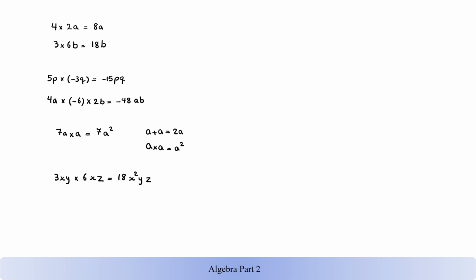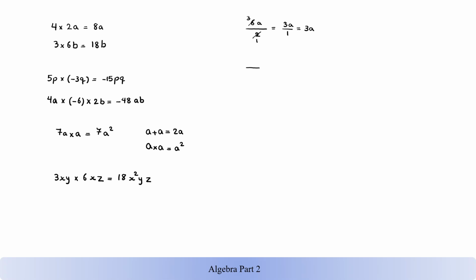Now we can talk about dividing them. As an example, 6a divided by 2. As you can see, 6 is divisible by 2. So 2 divided by 2 is 1, and 6 divided by 2 is 3. Your final answer would be 3a over 1, which is the same as 3a.